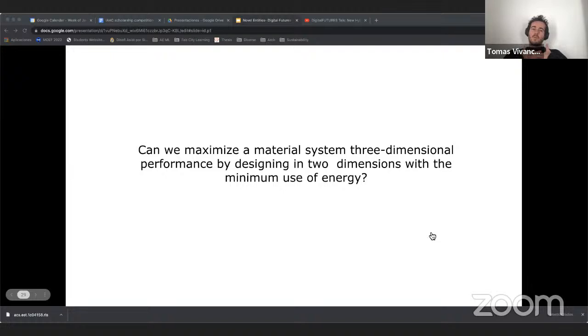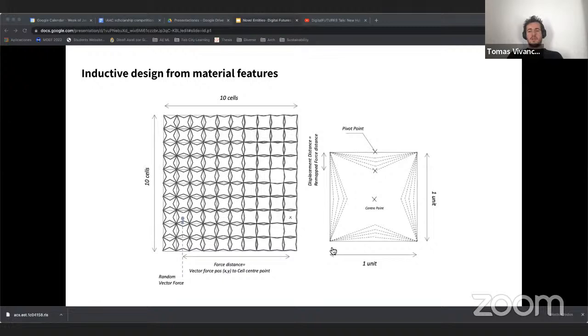the idea is how we can maximize a material system's three-dimensional performance by designing only that material in two dimensions with the minimum use of energy. So here we did a prototype starting from a basic offsetting structure geometry of 10 by 10 cells. Each cell was about 1-to-1 unit.